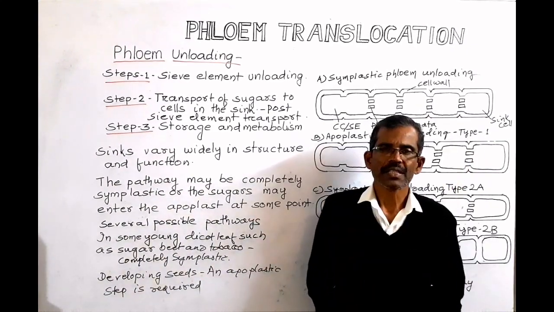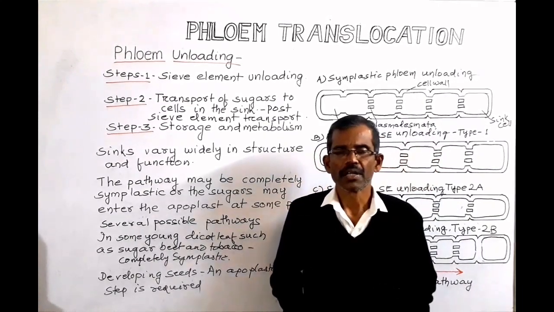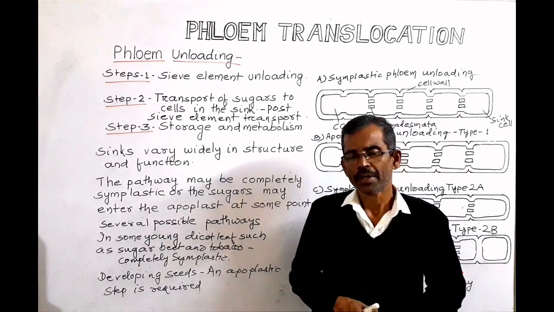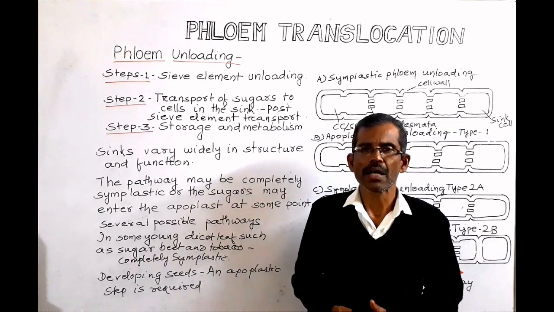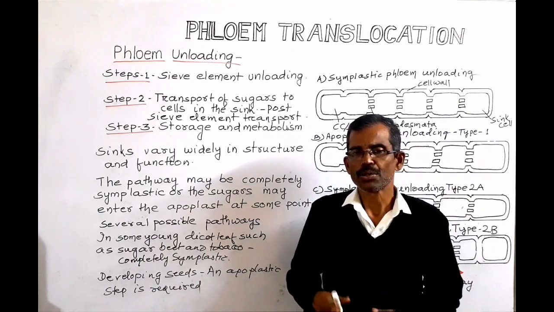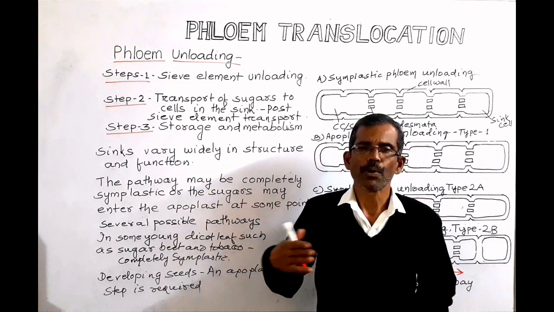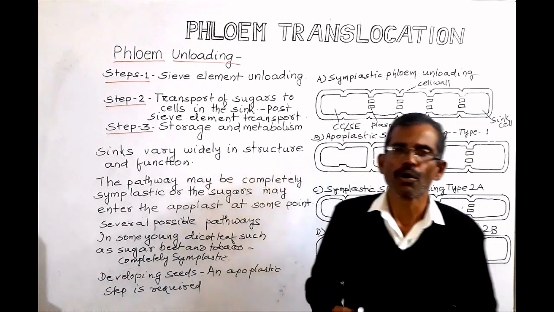Because sinks vary widely in structure and function, there is no single scheme of phloem unloading. The unloading pathway can be entirely symplastic or the sugars can enter into the apoplast at some point. So there are several possible pathways of phloem unloading.